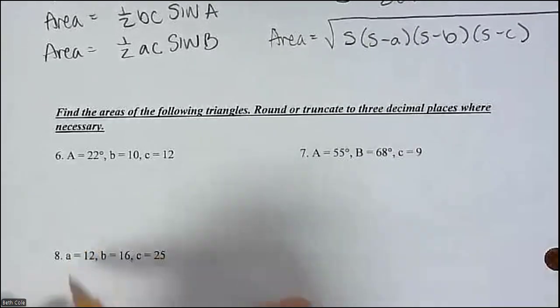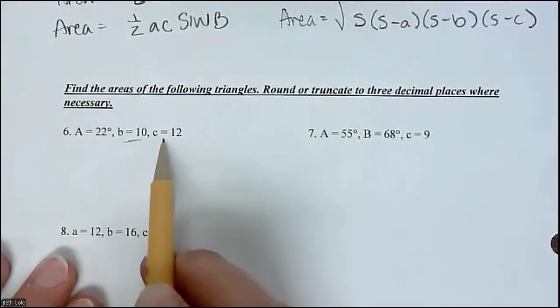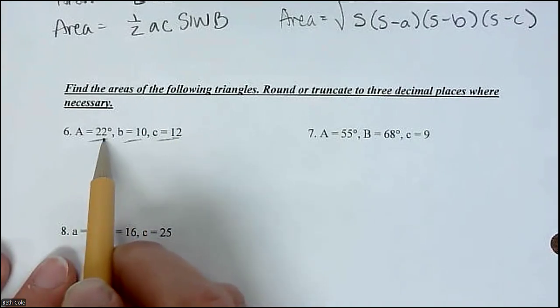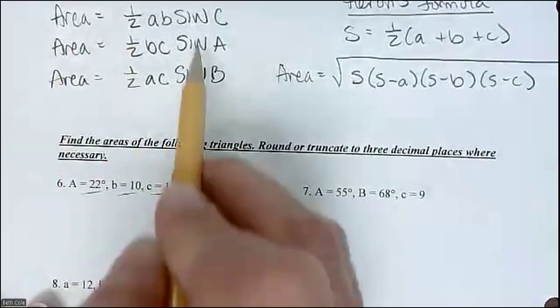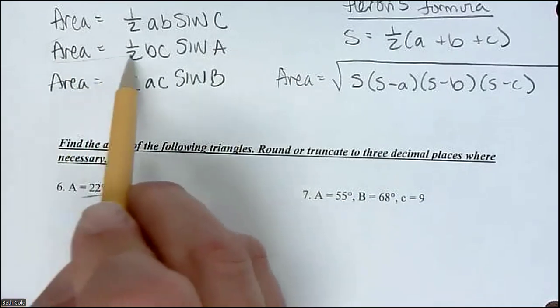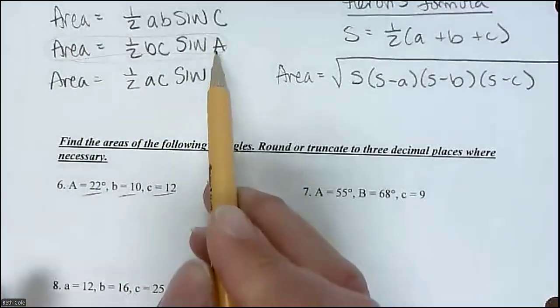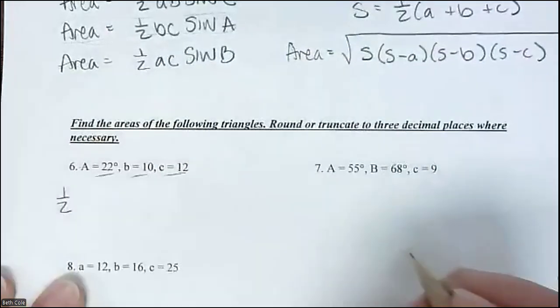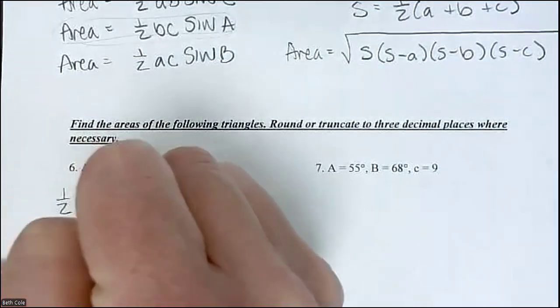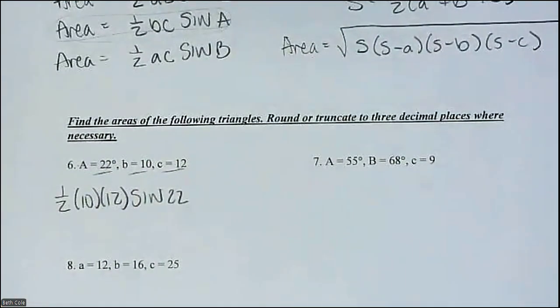Let's just do 6 and 8. We don't need to do a whole ton. Now look, do you see how you're given 2 sides and 1 angle? Okay, so since you have an angle, you're going to do this one, and it's going to be this version of it. You have angle A, okay? But it's going to be 1/2 times 10 times 12 sine of 22. That's it. I'm going to slam that in the calculator, bless you, and we're going to get our answer.